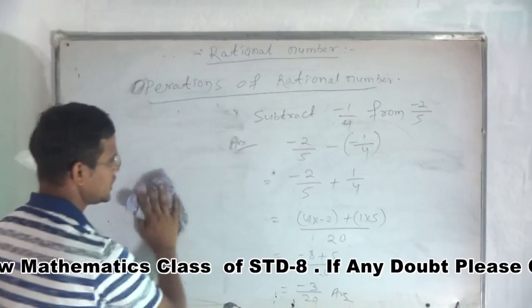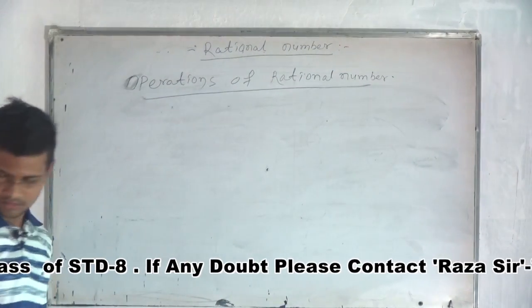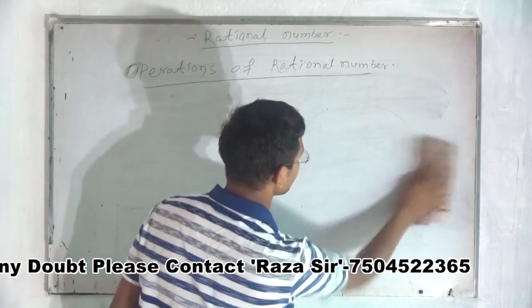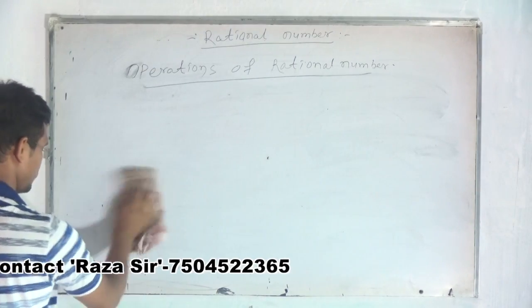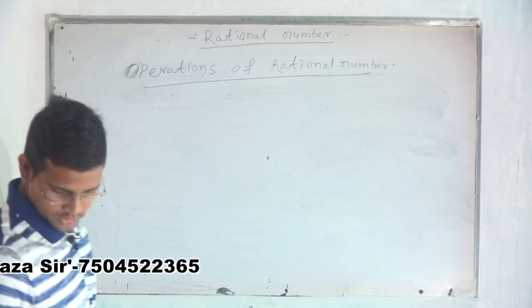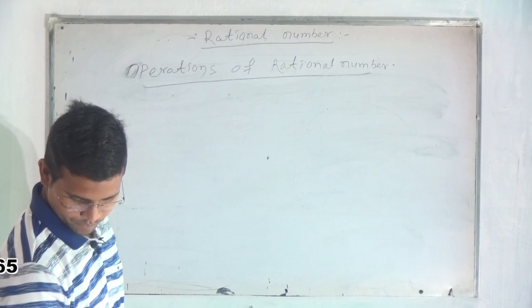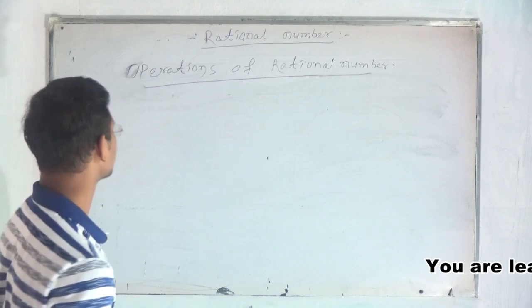Okay, then how to multiply rational numbers. Similarly, you do from your book. Some examples are there, and also in exercise 1.1, number 7, number 8, you do positively.